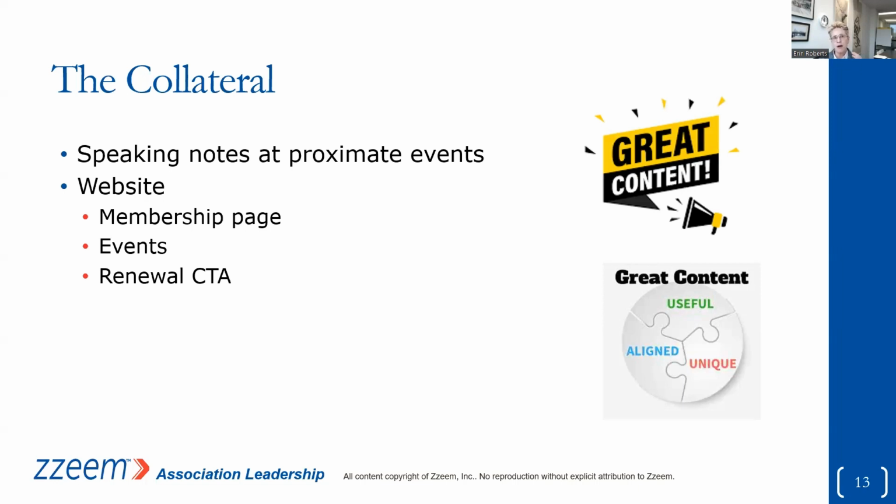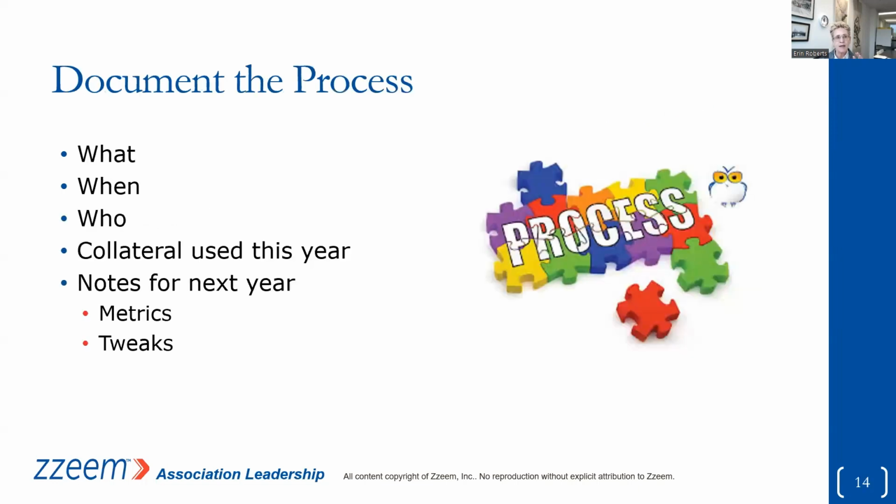Now, let's keep in mind, we don't have a campaign unless it's documented. Something that's just in somebody's head is not a campaign, it's just an idea. So you want to make sure that this is all documented. What's going to be done, what exact date is that going to be done, who's going to do it, and make sure in that folder where you've got your campaign materials and your checklist is the collateral that you use this year. So next year, all you need to do is look at what you used last year and tweak it for next year.